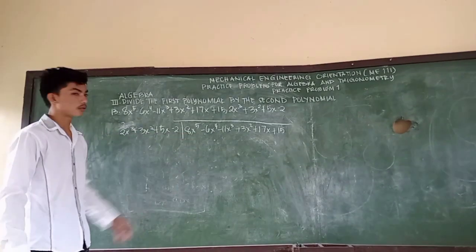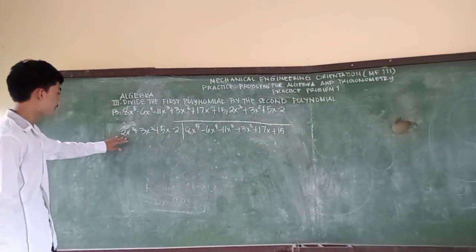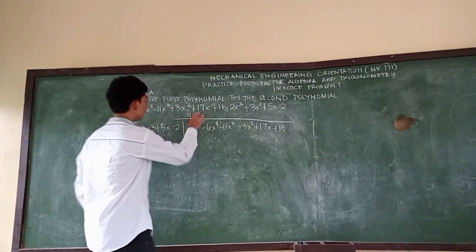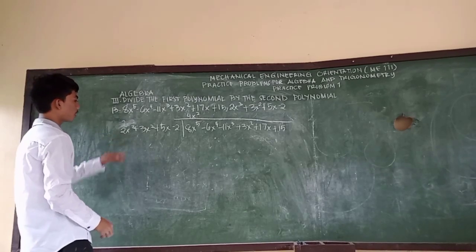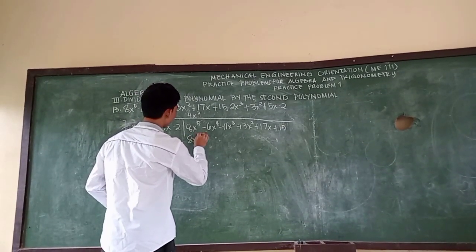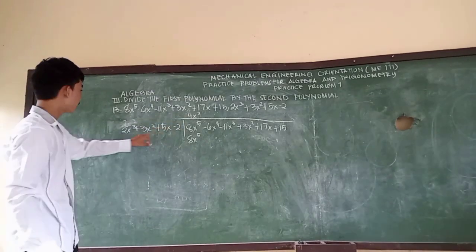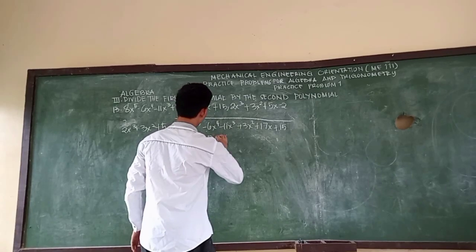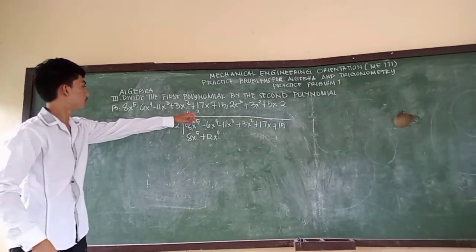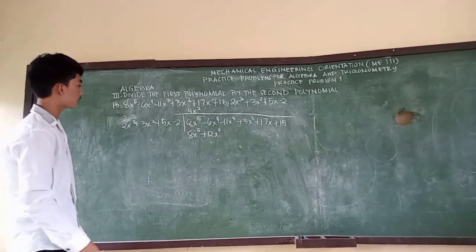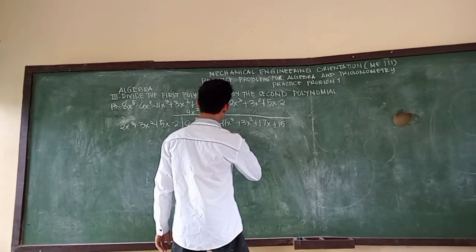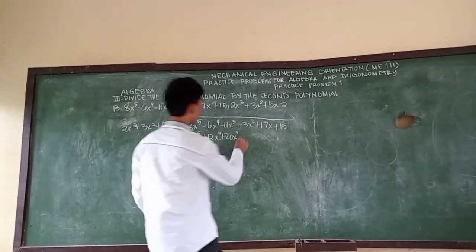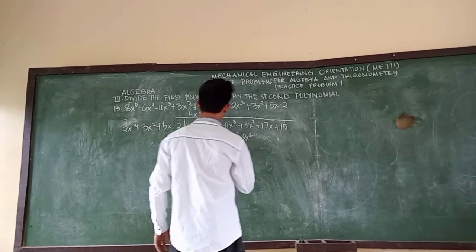8x to the 5th divided by 2x cubed will give us 4x squared. 4x squared times 2x cubed is 8x to the 5th. 4x squared times 3x squared is positive 12x to the 4th. And 4x squared times 5x is 20x cubed. And 4x squared times negative 2 is negative 8x squared.